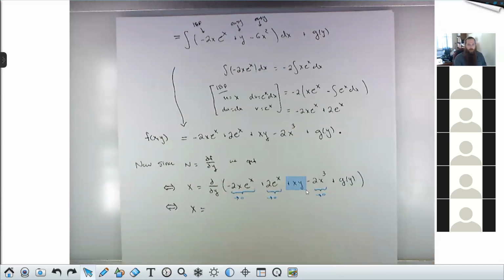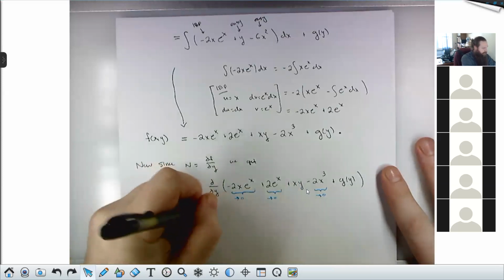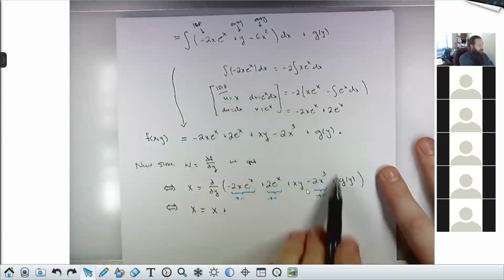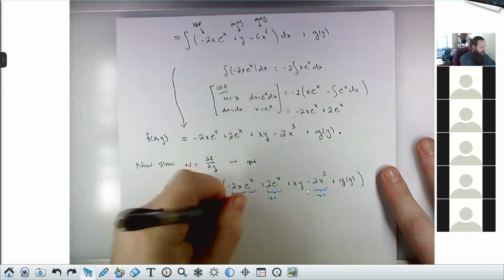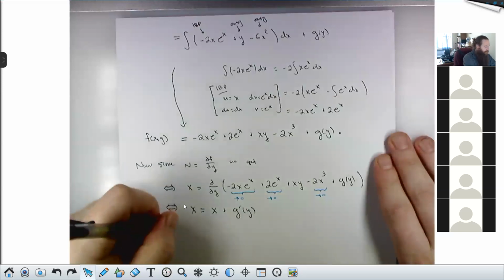What is d dy of xy? Just x. Just x, right? Because the derivative of y is 1, and the x is treated like a constant. And of course, well, what is d dy of g of y? G prime of y. G prime, yeah, very good. And by prime there we mean derivative with respect to y. That's why it's so important that this is a pure function of y. Now you subtract x from both sides, g prime is 0.